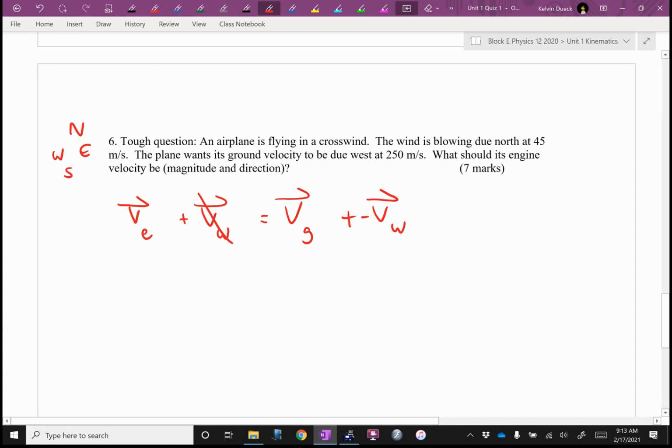Okay. So V ground, we want it to be west at 250. So here is V ground, and we're going to add to it the opposite of the wind. The wind is blowing due north. What's the opposite of due north? Yeah, you're a little tired this morning, boys and girls. Weekend's over. We're back.